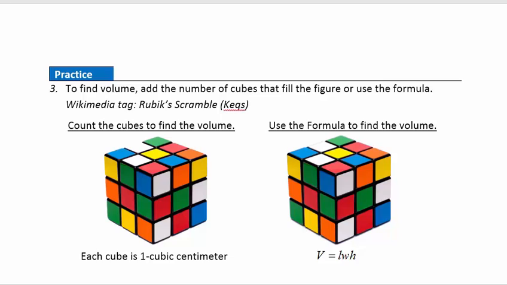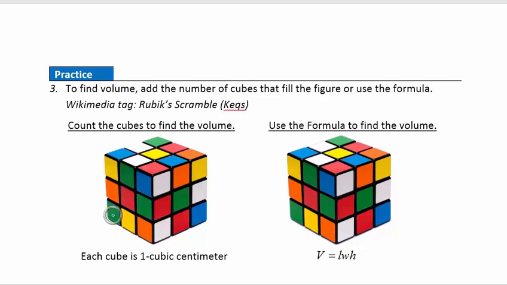So to find volume, add the number of cubes that fill the figure or use the formula. Okay? So we're taking a look here. We're going to count the cubes it takes to find the volume. So basically we're just going to go around here and count these things up. So I'm going to have 1, 2, 3 in the first row, and then I would have 3 in the second row again, so I'm up to 6. Then I would have 9, because there's another 3 if I was counting back like that. There'd be another 3 there.